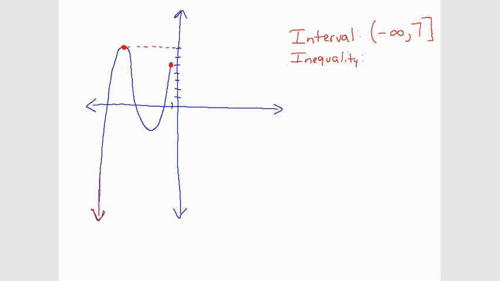inequality, again, would be y. And remember that 7 is the highest point. So I'm going to put 7 here, and so everything is less than or equal to 7. And that's how we deal with range when we've got arrows.